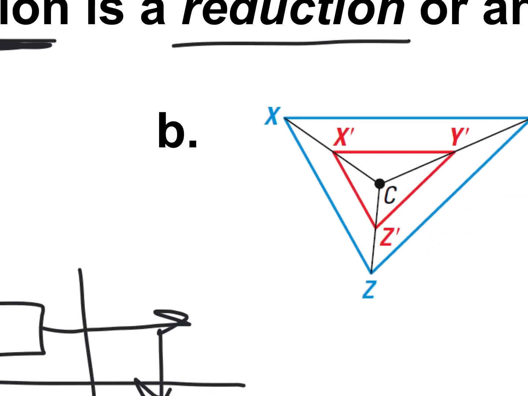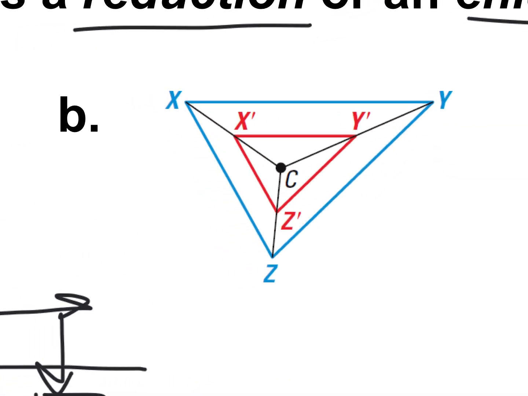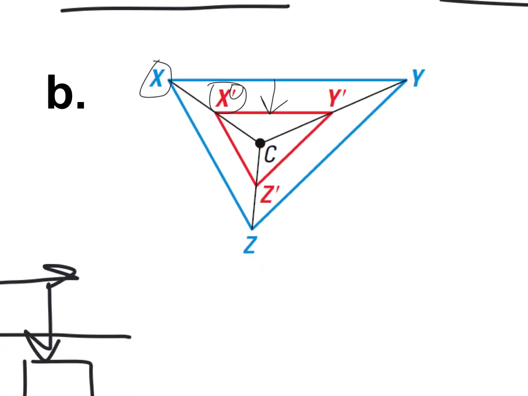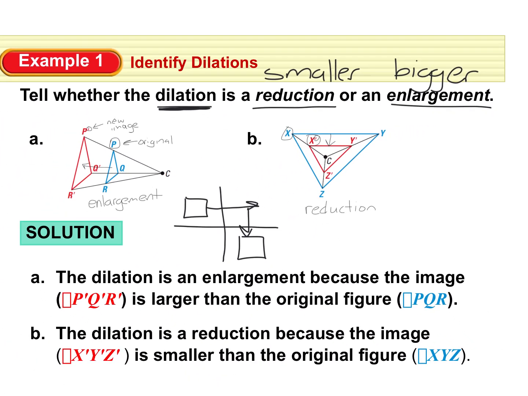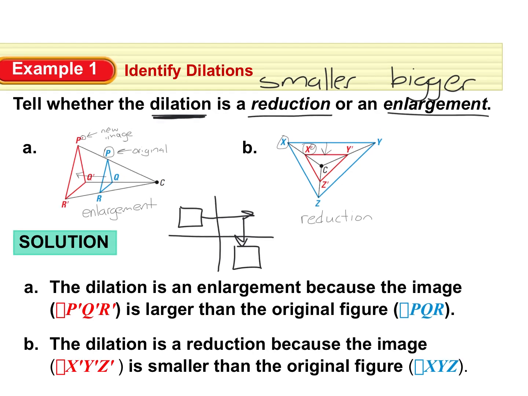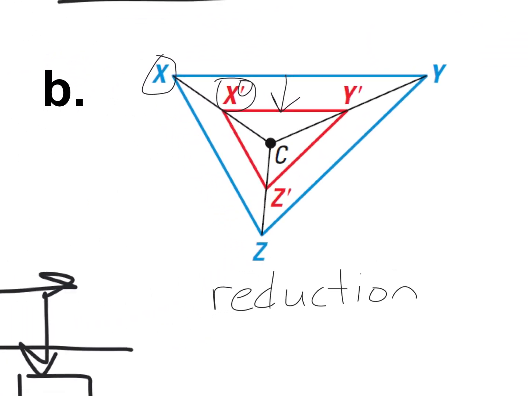Looking at B, which one is our original? Blue or red? Blue is our original. Our new is the red because of that little tick mark. So if we're going from blue to red, are we getting bigger or getting smaller? Smaller. So we're doing a reduction. Any questions on those two vocab terms? Biggest thing is knowing which one's the original, which one's the new image. Look for those tick marks. That tells you that that's the new image.